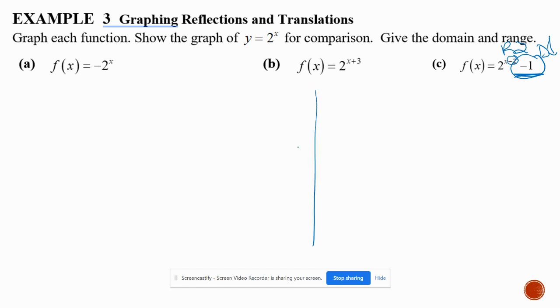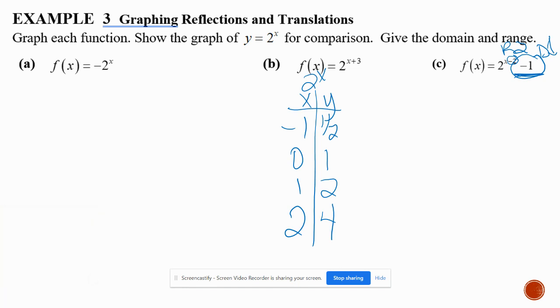So if I start with that 2 to the x parent function, and again, this is assuming that you're doing this without a graphing calculator. If you were doing this with a graphing calculator and you plug that in, you will find these final ordered pairs on your table. 2 to the negative first is a half. 2 to the 0 is 1. 2 to the first is 2. 2 squared is 4.